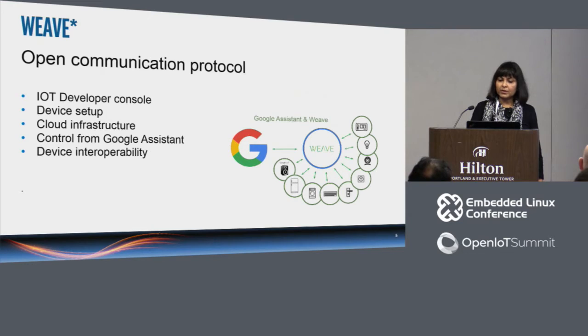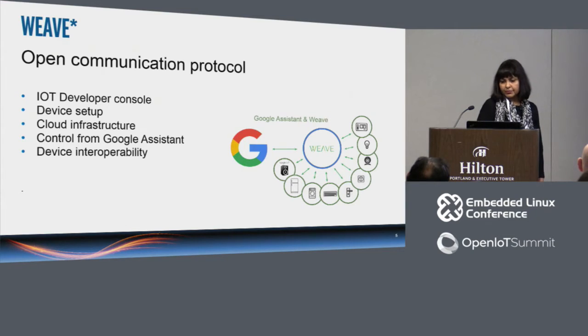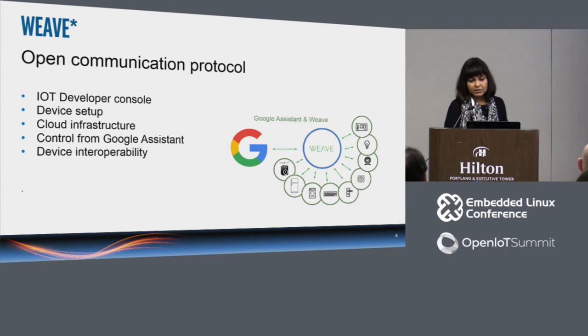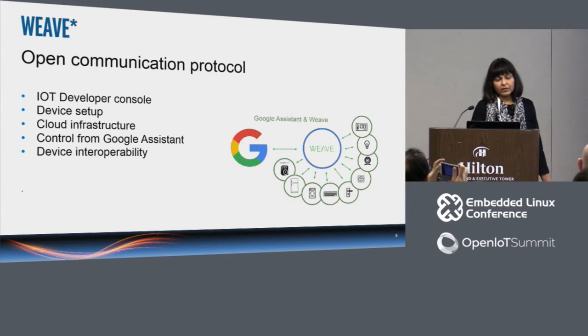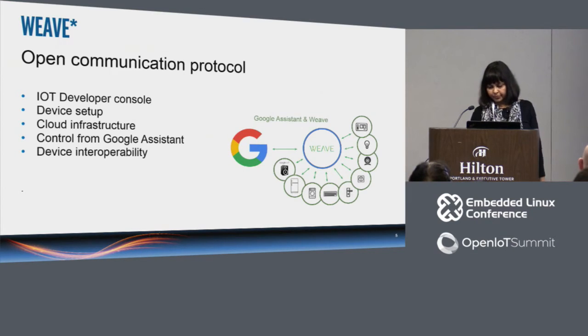Also, once connected, the device can leverage all of the Google services like Google Assistant and state storage in the cloud. Another thing that Weave tries to address is the issue of device interoperability. So it provides commonly used schemas for devices, which the device manufacturers can base the device on so that devices can talk to each other.